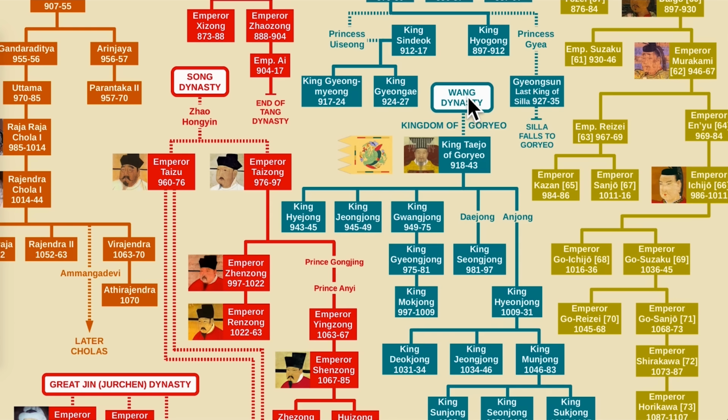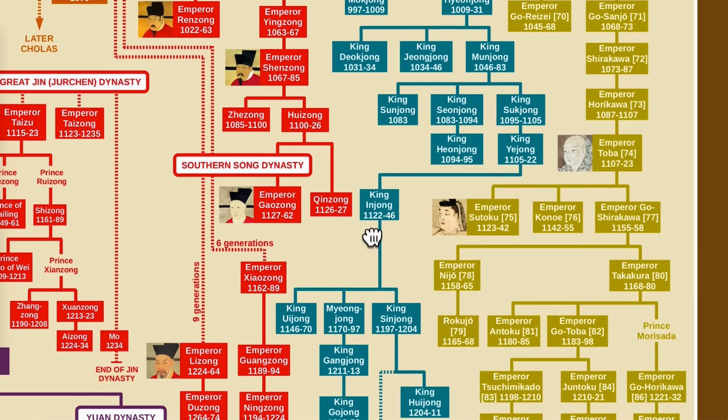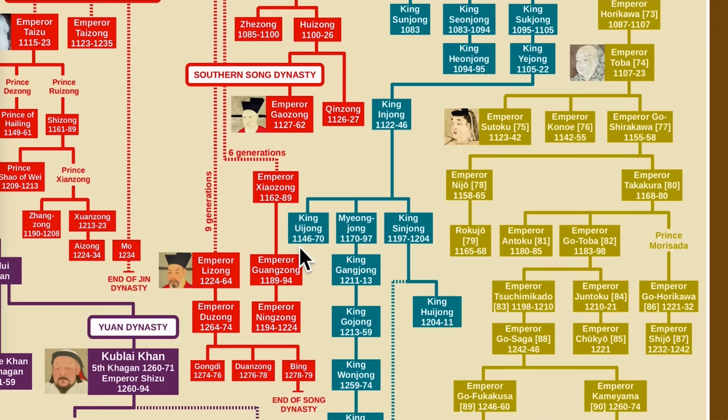Whereas the kingdom of Shilla roughly corresponded with the Tang dynasty in China, the kingdom of Goryeo roughly corresponded to the Song dynasty in China. It was generally speaking a golden age for Korea, particularly for Buddhism. However, when we go down and get to this part of the tree, we get an important change in terms of the power structure within the kingdom.